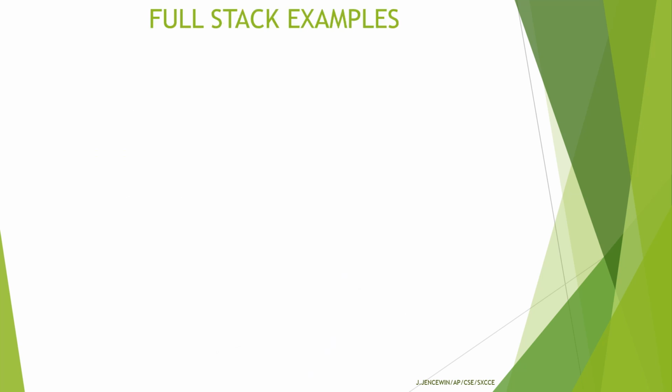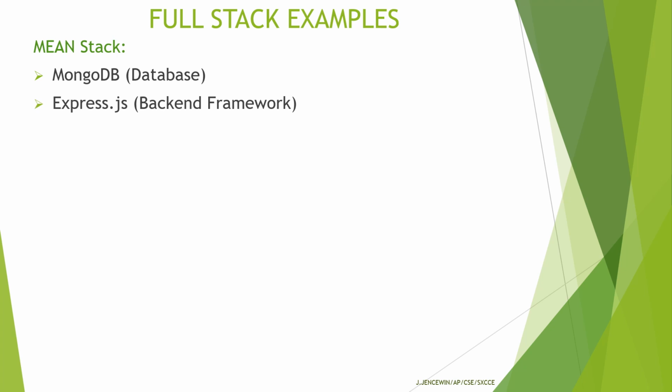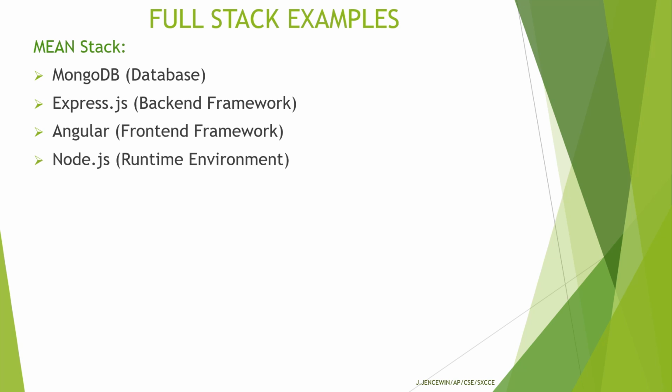Here we are mainly going to see the two different stacks. One is called the MEAN stack and another one is the MERN stack. In the MEAN stack, the M represents MongoDB, the database we are going to use, and the E represents Express.js, which is one of the backend frameworks. Then Angular, which represents the front-end framework, and the last one, Node.js. This provides the runtime environment for developing the applications.